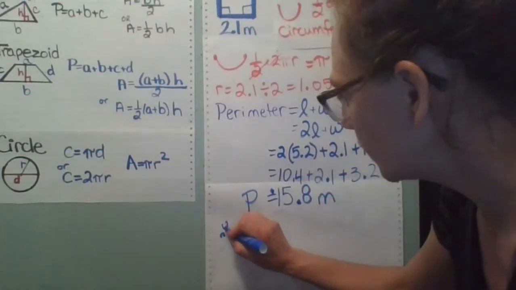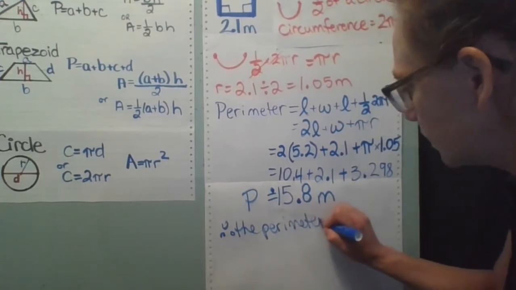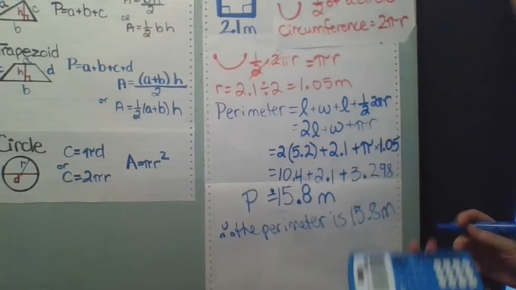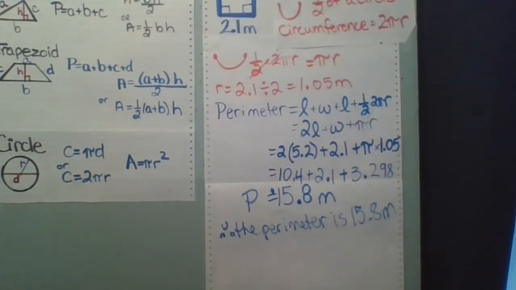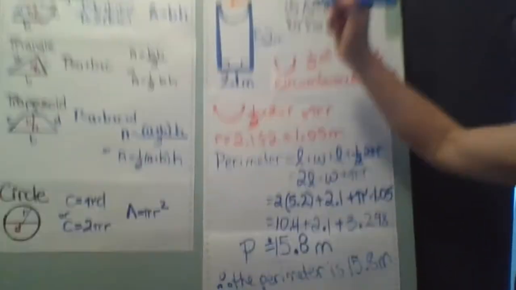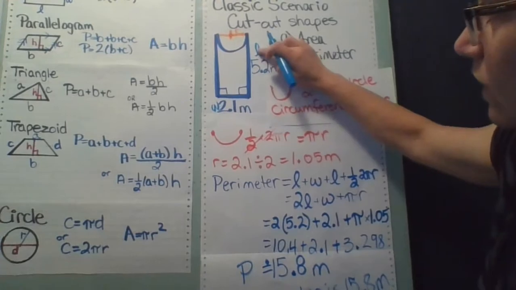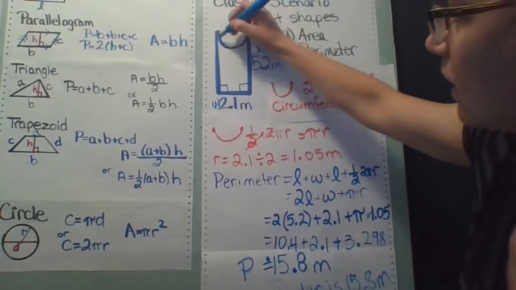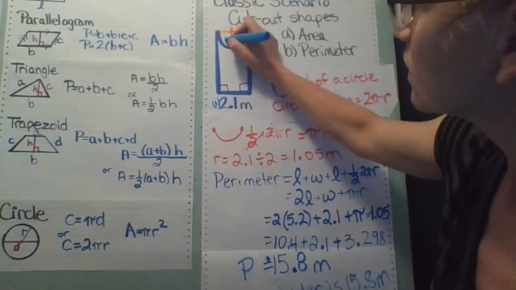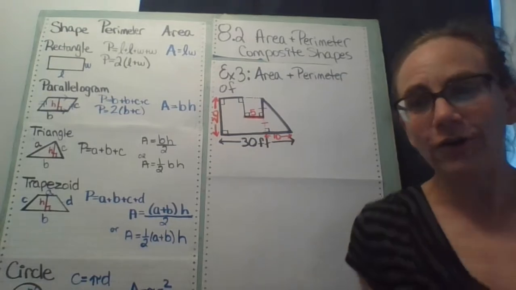So therefore, the perimeter is 15.8 meters. So remember, perimeter, and this is important, is the distance around the outside. So we had called this one length, that one's width, so we had length plus width plus another length, and then this distance here was half my circumference. And away we went.